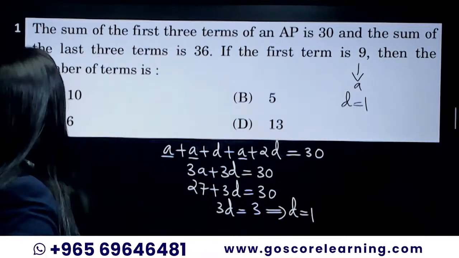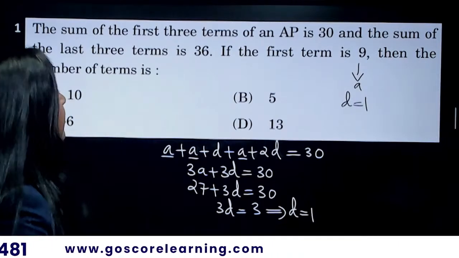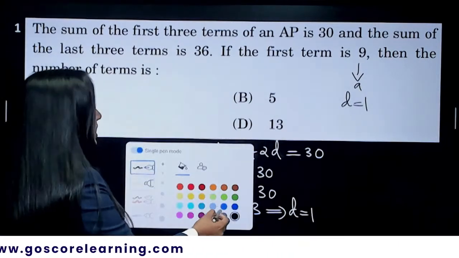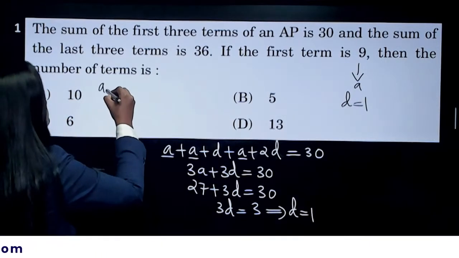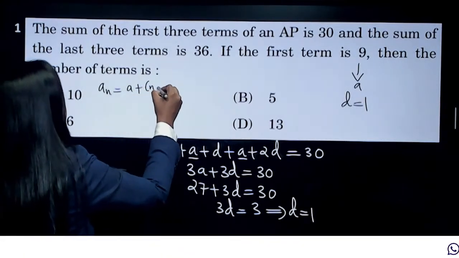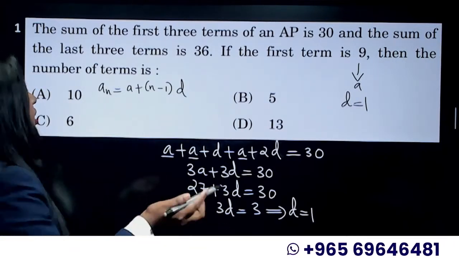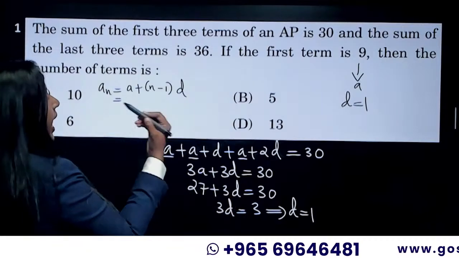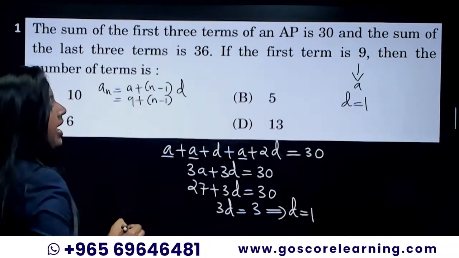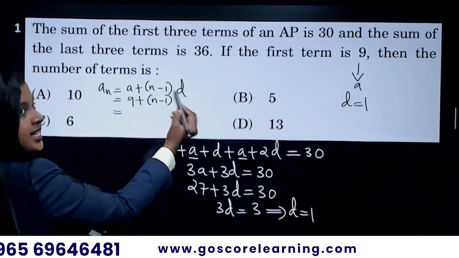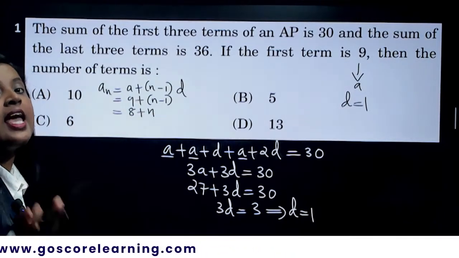Now, the number of terms. One more thing is given: the sum of the last 3 terms is given as 36. So how will you find the last 3 terms? Let us take the last term as AN. AN is equal to A plus N minus 1 into D, and A and D are already known to us. A is 9, D is 1. So it will be 9 plus N minus 1, which is 8 plus N. So the last term is 8 plus N.